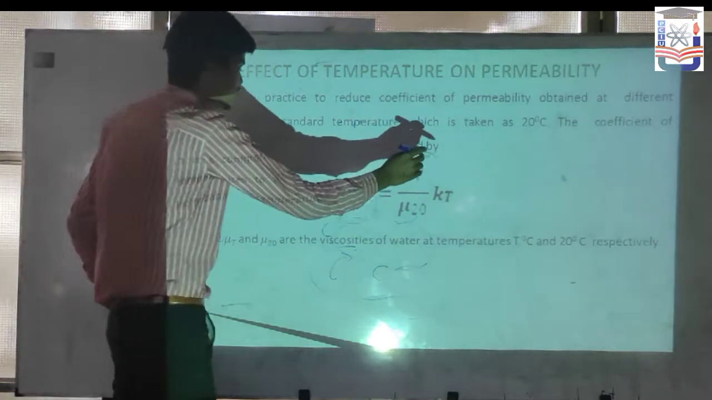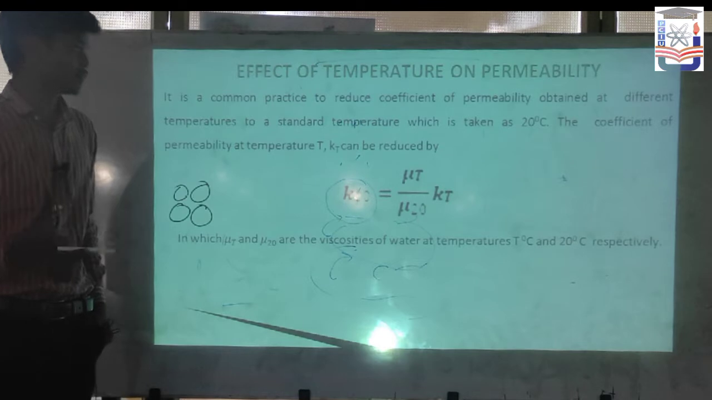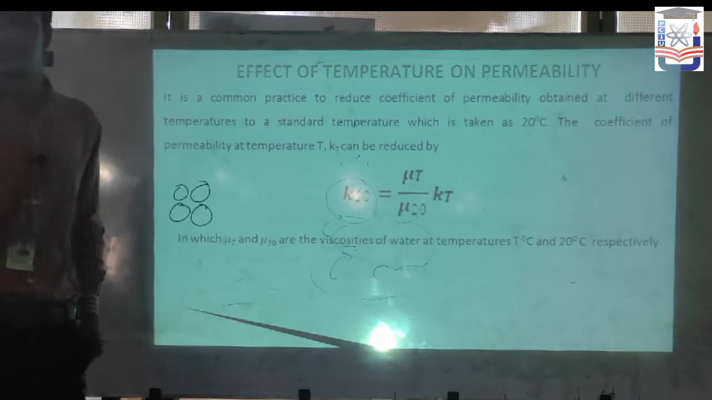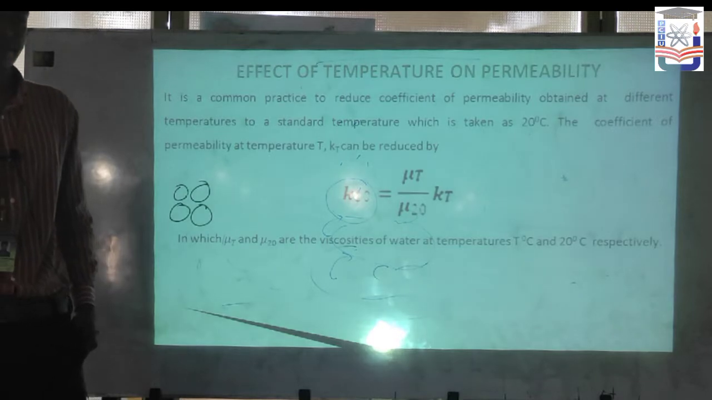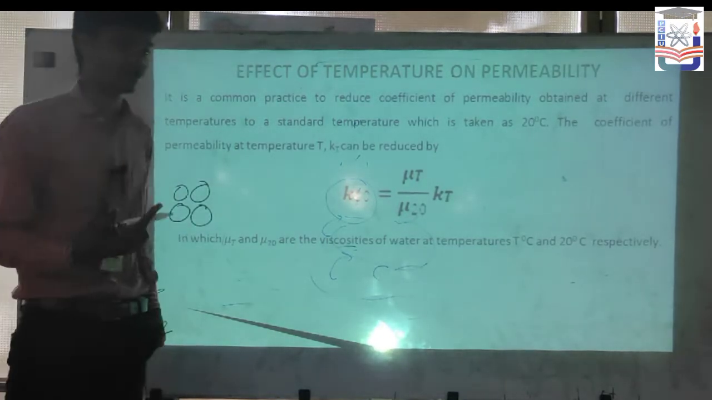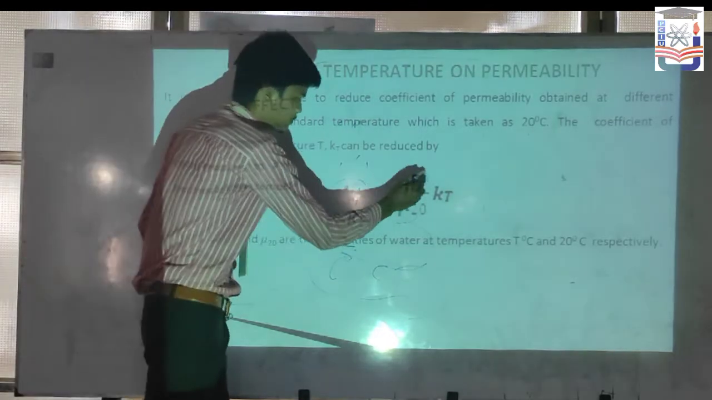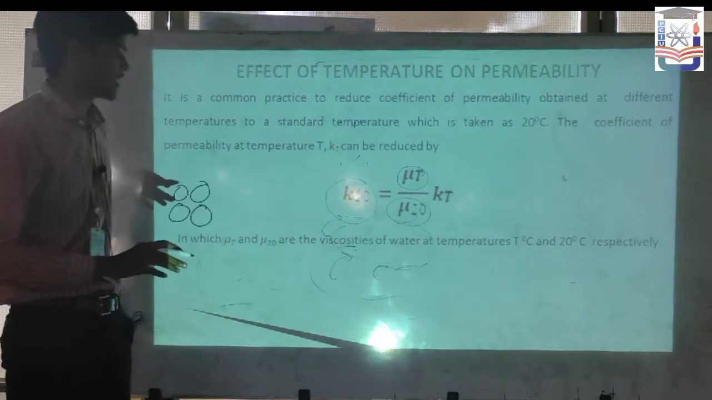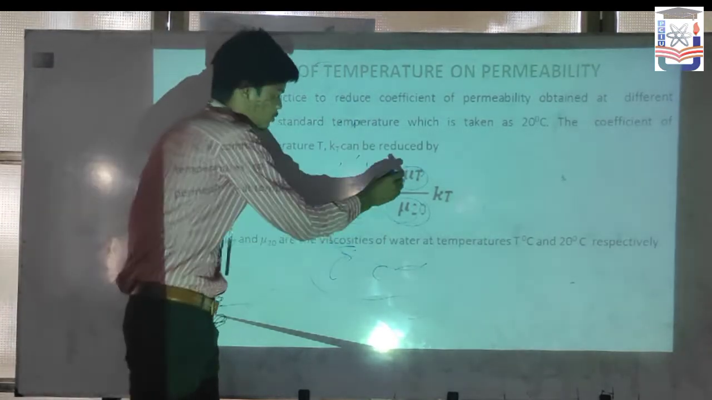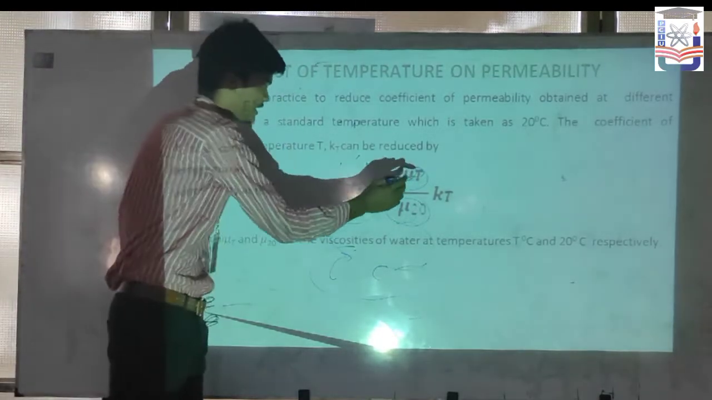The coefficient of permeability at temperature T, KT, can be reduced. It means if we take a temperature of 30 degrees Celsius, it can be reduced to 20 degrees Celsius, and we can find it respectively for 20 degrees, 22, 25 and 28 degrees Celsius. Mu T and mu 20 are the viscosity of water at those temperatures. The mu can be found in the previous slide chart.